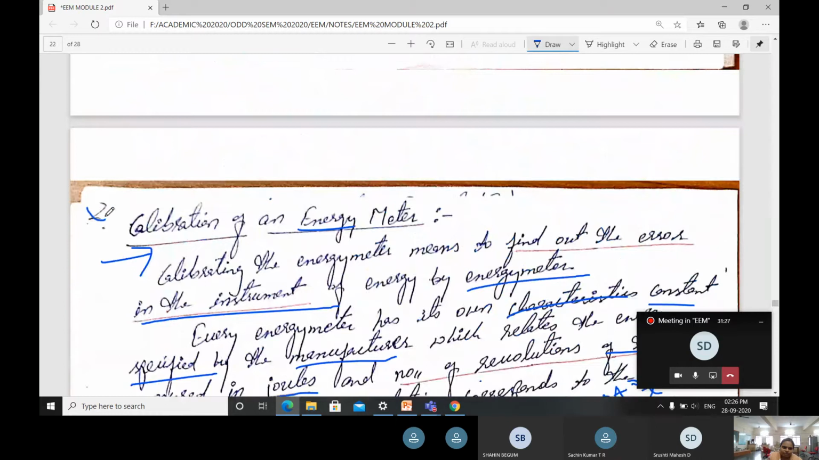This is very important in the exam for 6 marks.